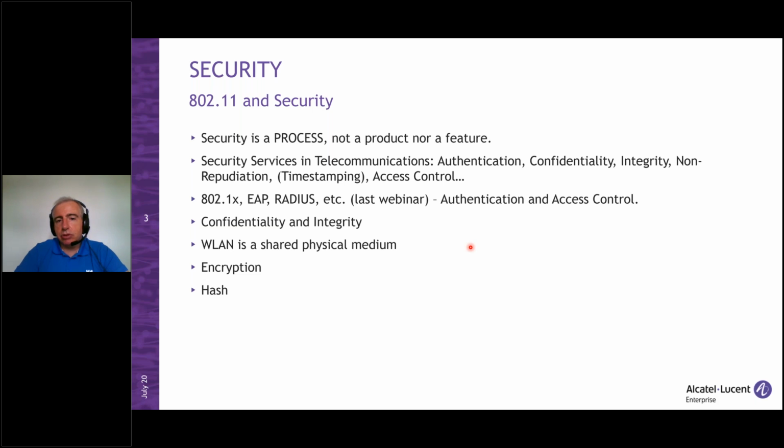And then we have access control for accessing the resource. In this case, we are always talking about accessing the network, which is the resource that we put in place. So in the last webinar, as I mentioned, we were covering RADIUS and 802.1X, which was related basically to authentication and access control. So those are two of these security services. And today we are covering two other security services, which are confidentiality and integrity.